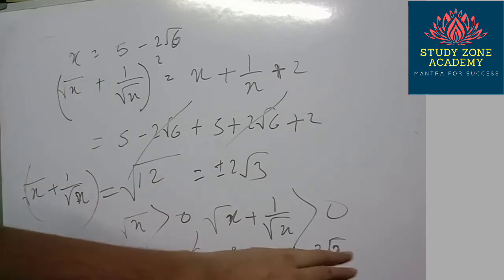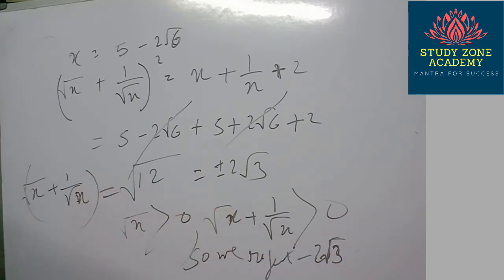बच्चों अगर ये नहीं लिखते हो तो पूरा गलत. So answer in this case will be not plus minus 2 root 3. It has to be just 2 root 3, that is plus 2 root 3. I hope it's clear. So ये यहाँ का ट्रिक था.